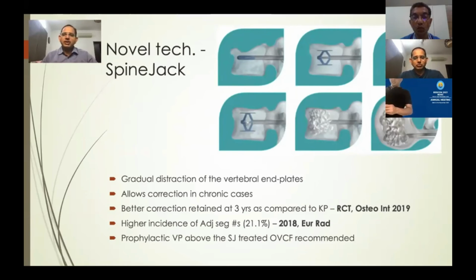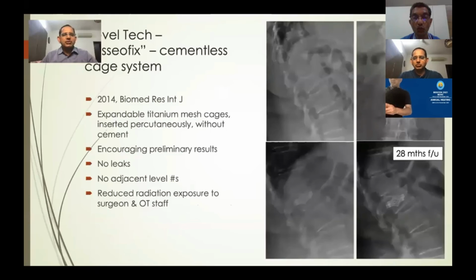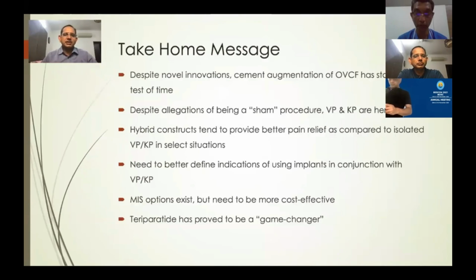SpineJack was recommended. An Osteofix cementless system was shown to be inserted percutaneously without cement, where expandable titanium mesh cages were inserted. And because cement was not used, there were no cement-related problems, no leaks, no adjacent fractures, and there was a reduced radiation exposure to the surgeon and staff.